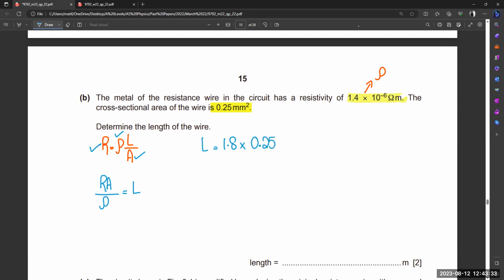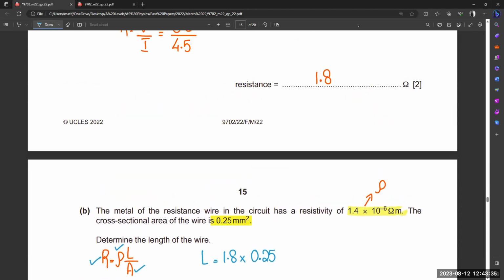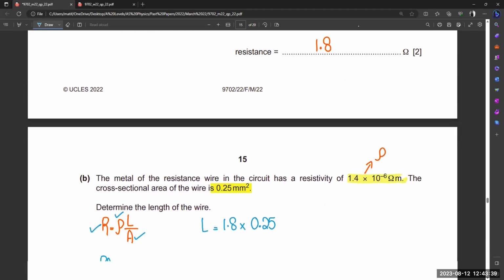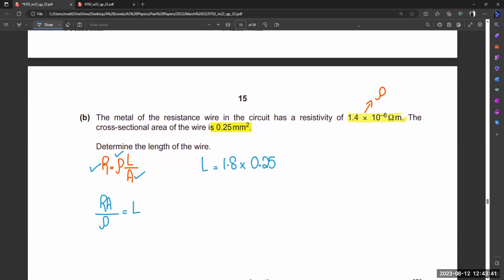Wait, where did you get the 1.8? Oh, okay, so it's the resistance. Resistance multiplied by the cross-sectional area, which is 0.25 millimeter squared. So we need to convert this milli into simple meter squared. So you're going to multiply it by 10 to the power of minus 3 or something else?